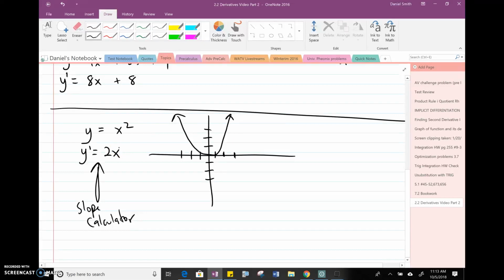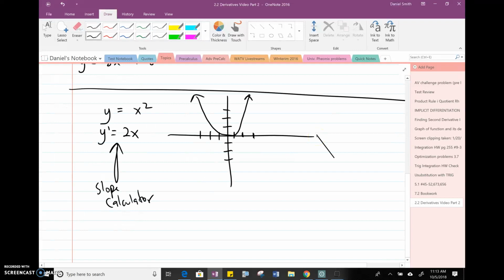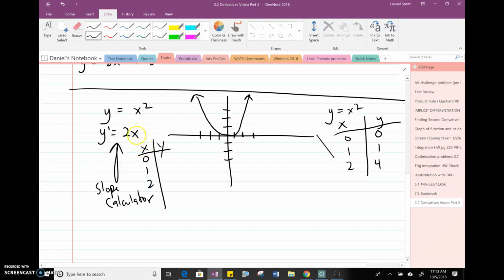Okay? So what I mean is, if we took y equals x squared, which is a regular function, and we made an xy chart, we're plugging in x values. 0 spits out a 0, 1 spits out a 1, 2 spits out a 4, and they're giving us actual y coordinates. But if we do the same thing over here with our derivative, it doesn't give you y coordinates. If you plug a 0 into the derivative, it tells you the slope at that particular point. If we plug in a 1, it's telling me the slope is going to be 2. If we plug in a 2, it's telling me the slope is going to be 4.